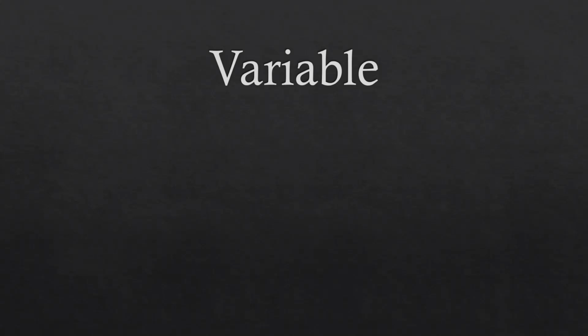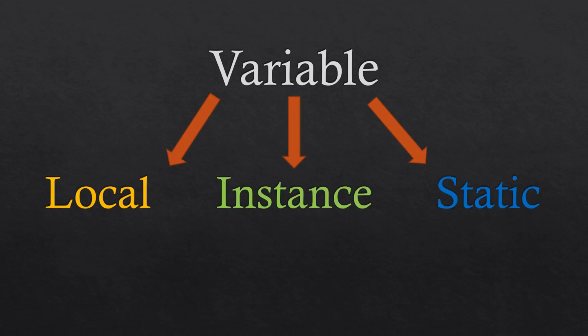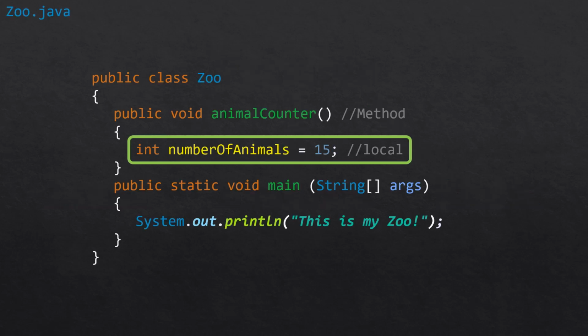According to Wikipedia, a variable is a storage location paired with an associated symbolic name, which contains some known or unknown quantity of information referred to as a value. In Java, we have three types of variables: the local, instance, and static variables. Let's look at this class with the name Sue.